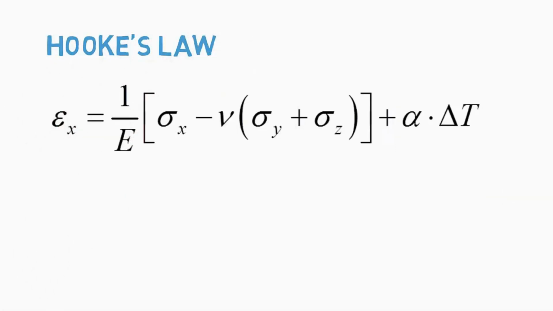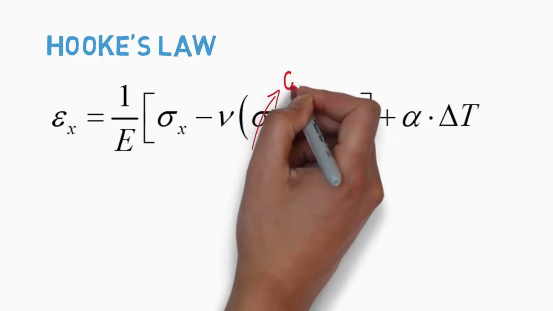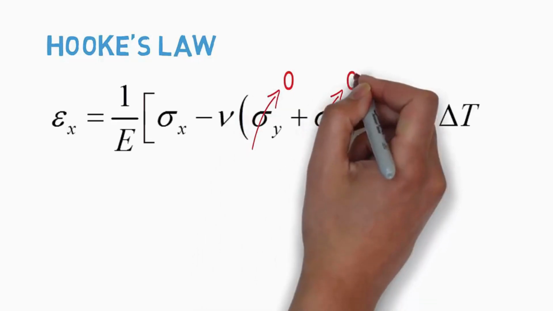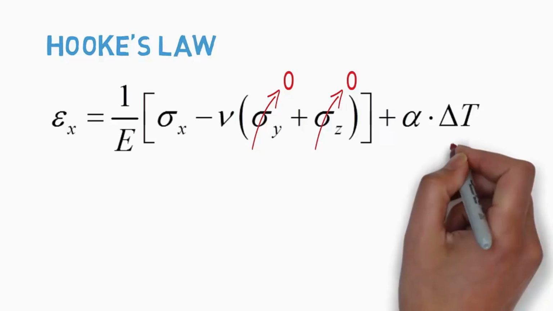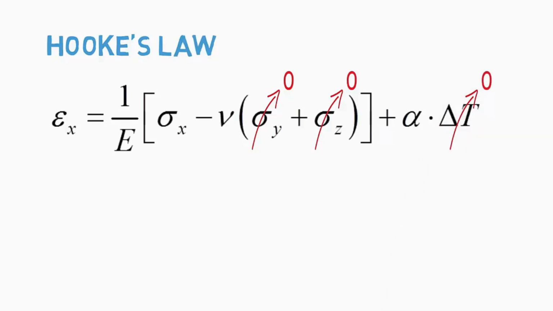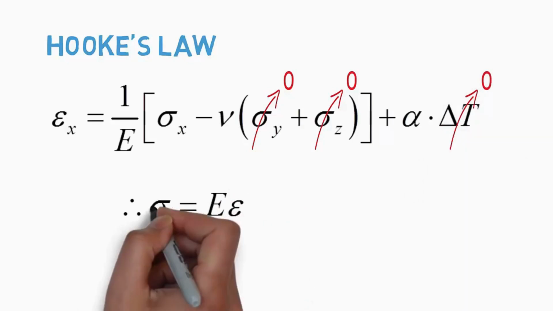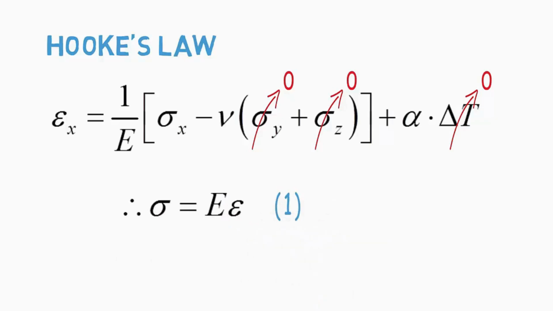All loading in our problem is along the axis of the rod, and there are no constraints on deformation due to the Poisson effect. As a result, there will be no stresses in either the y or the z directions. We are also not considering a temperature change at this time, so delta T also reduces to 0. Hooke's law for this problem can then be simplified as follows.